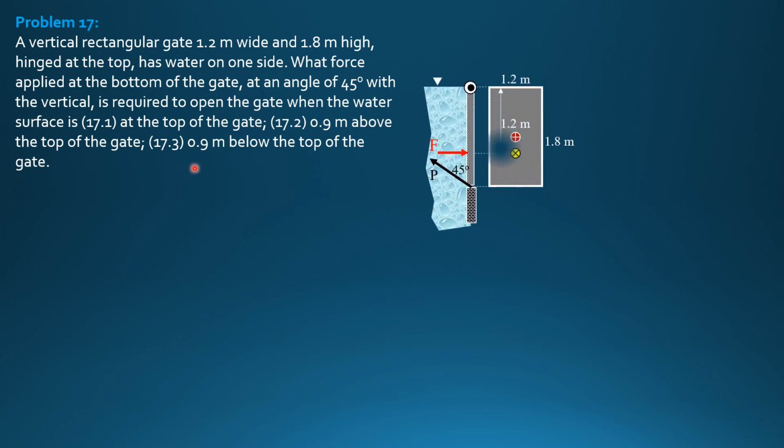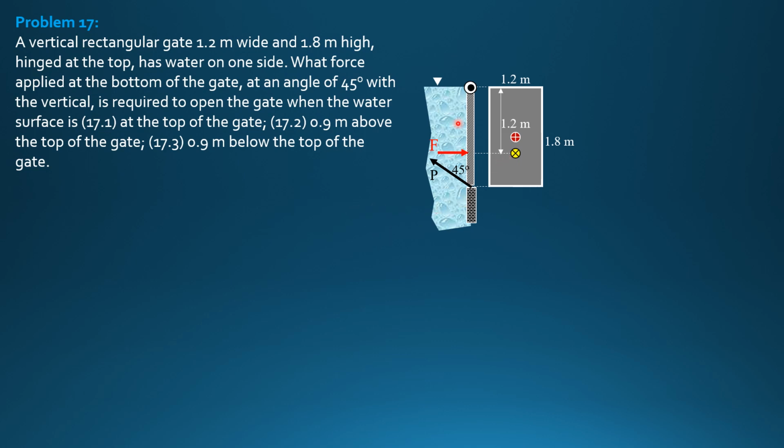So for the first situation, that's the figure. This is the location of the force since the water surface is at the top of the gate. That's the hinge. Then the pressure diagram is triangular. So barred H, the center of pressure rather, is 2/3 of 1.8, so 1.2. So there's no need to locate that by experience.